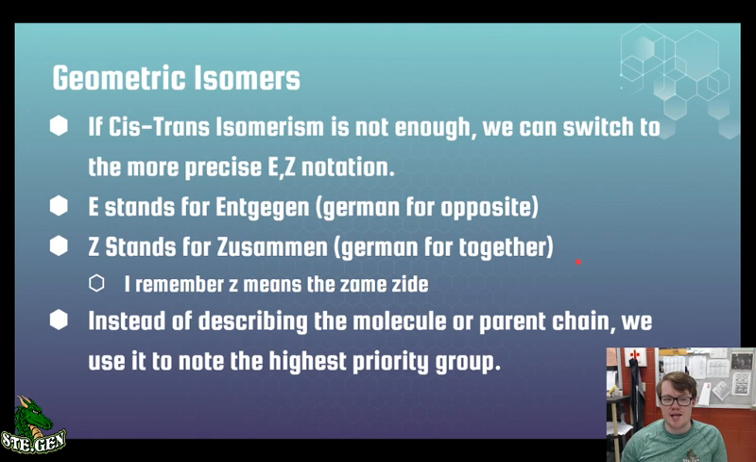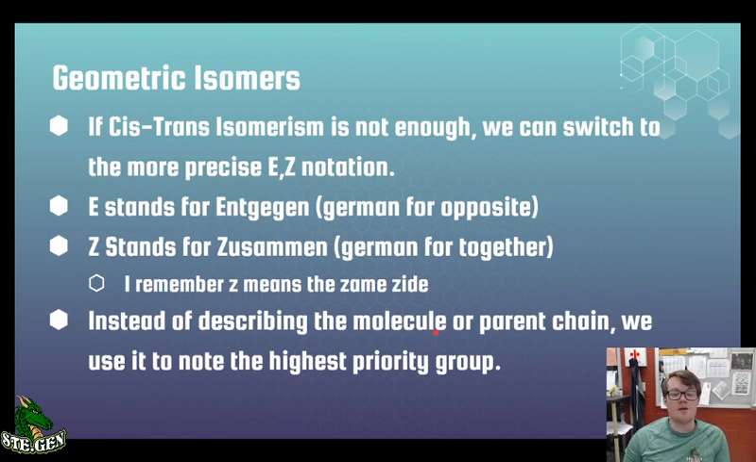If cis-trans isomerism is not enough, we can switch to EZ notation. And it's easy, but it's not easy. Pun right there. E stands for entgegen, which is the German word for opposite, and Z stands for zusammen, which is the German word for together. I just remember that Z means the same side. It's ending up on the same side of the molecule.